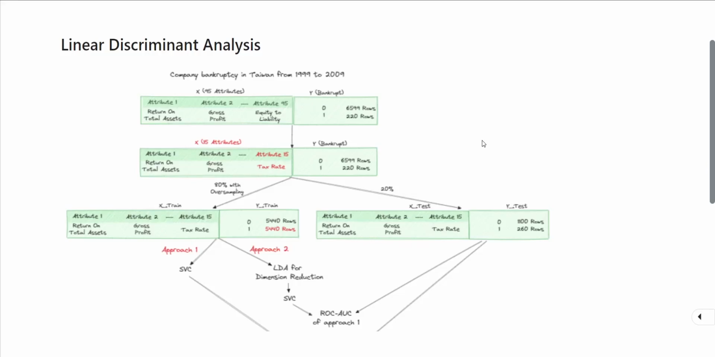So in this tutorial, I'll show you how to use linear discriminant analysis for dimensionality reduction and also use it with the SVM classifier. So in this notebook, we're going to be using it to predict the possibilities of company bankruptcies in Taiwan from 1999 to 2009.